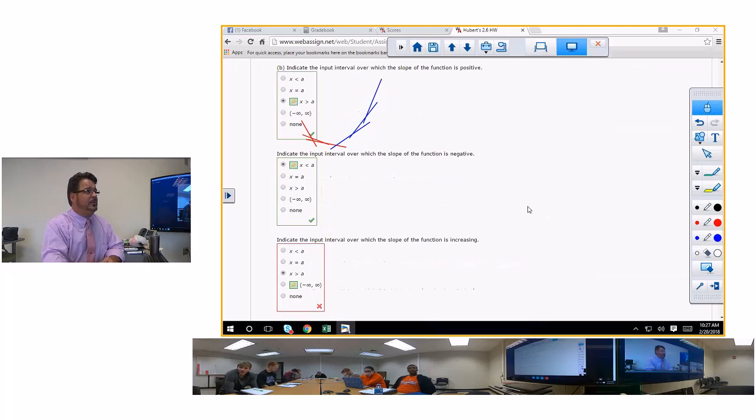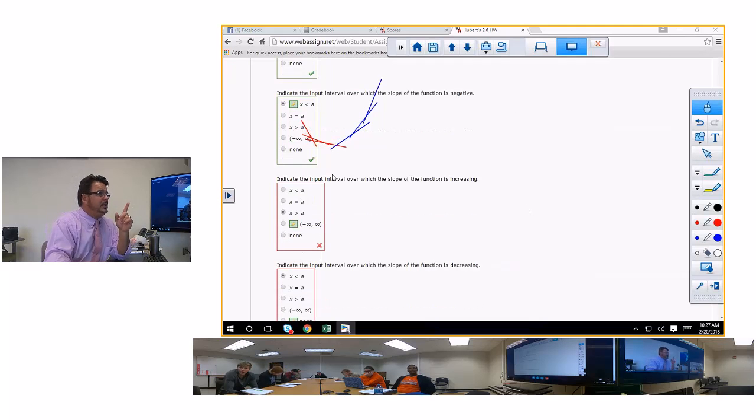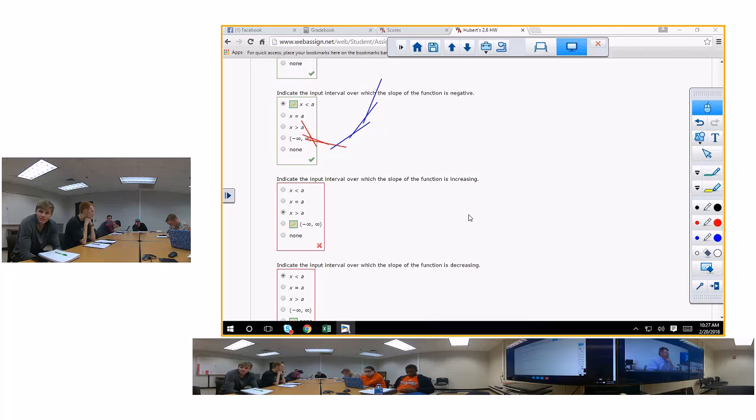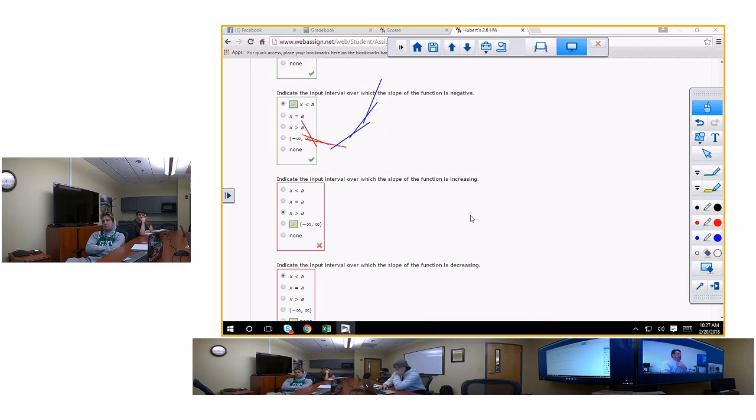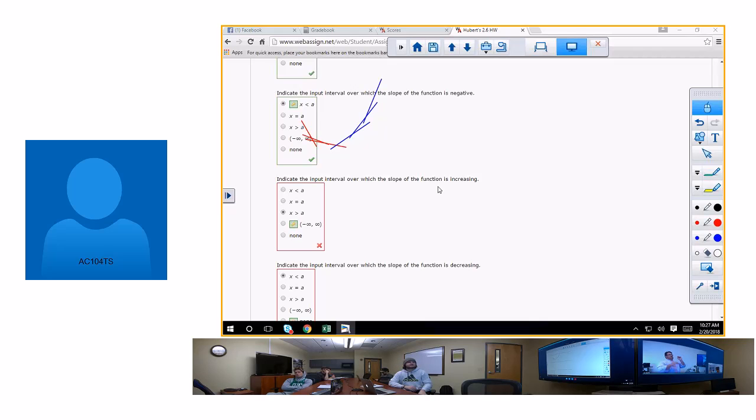Now let me go back down, because I'm having problems with this. Let me read the question again. Indicate the input interval over which the slope of the function is increasing. What would y'all say the answer to that is? X is greater than A. Everything past that point. Does anybody see where this question is correct? I'm trying to see if I'm reading the question totally wrong. It says the slope of the function is increasing.